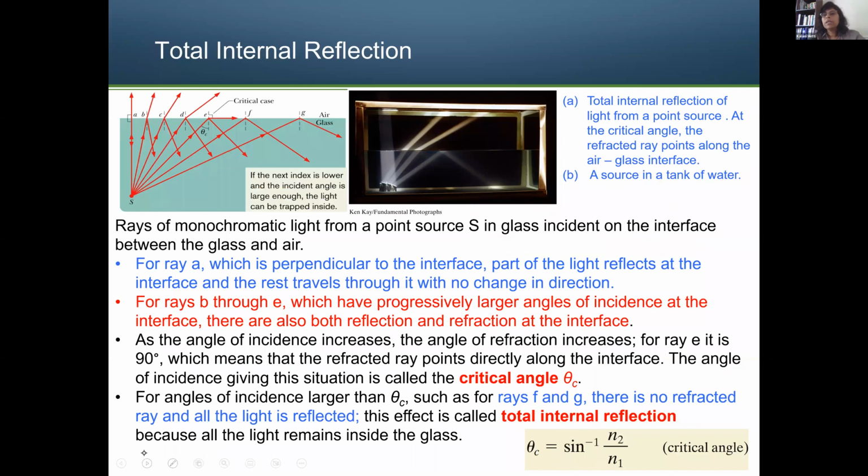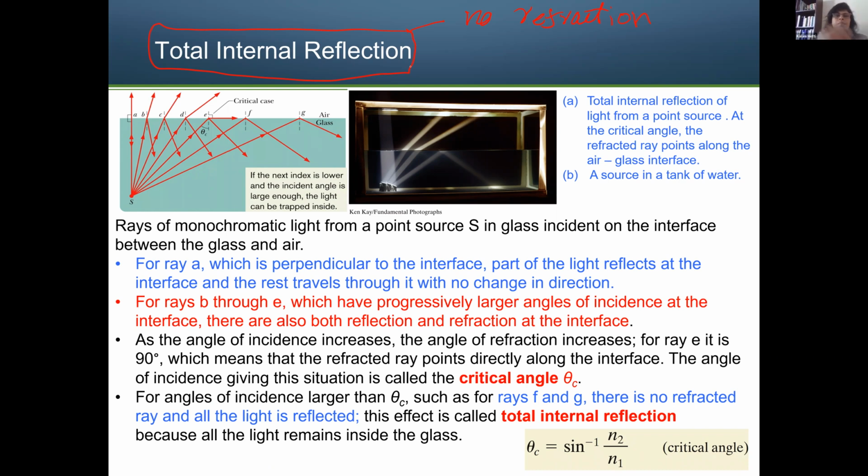So now total internal reflection. It is another important concept. By wording, it basically says total internal reflection means no refraction. No refraction. That's what total internal reflection means. But what is actually happening in here?